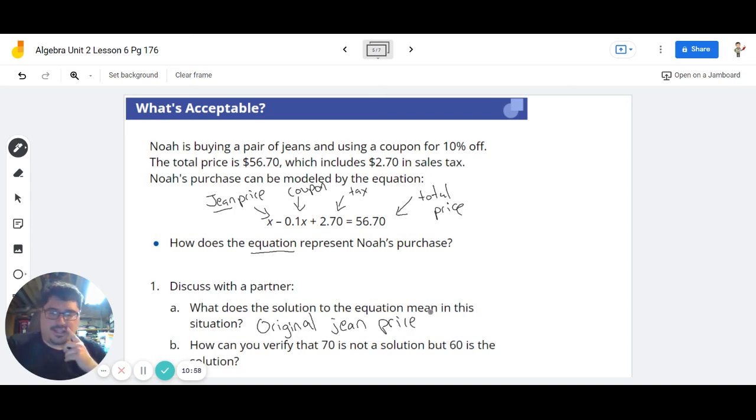How can you verify that 70 is not a solution, but 60 is the solution? Well, we can simply substitute 70 and 60 in for our x's. So there's two x's. One is right here, and the other is right here. So 70 and 70 would not give us 56.70, but 60 would give us 56.70.